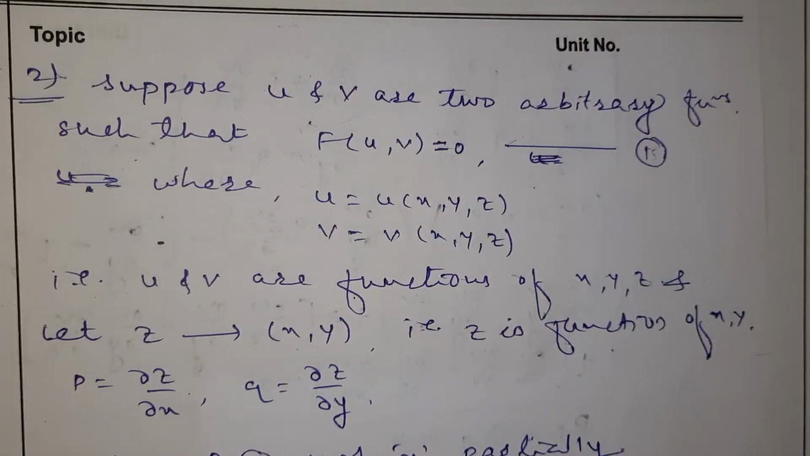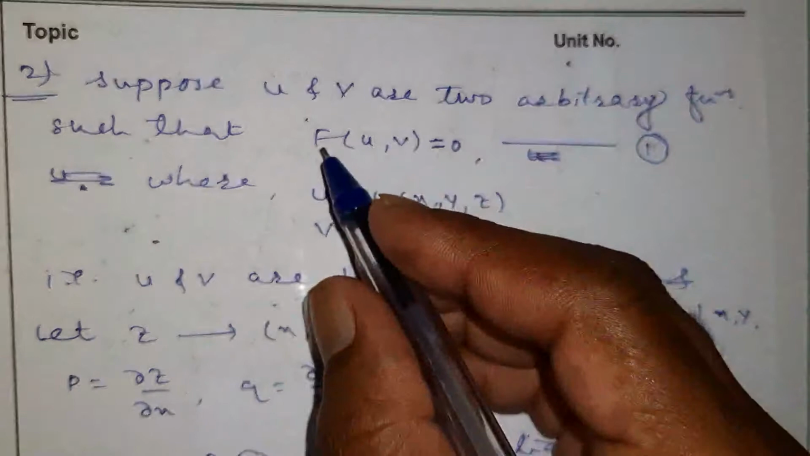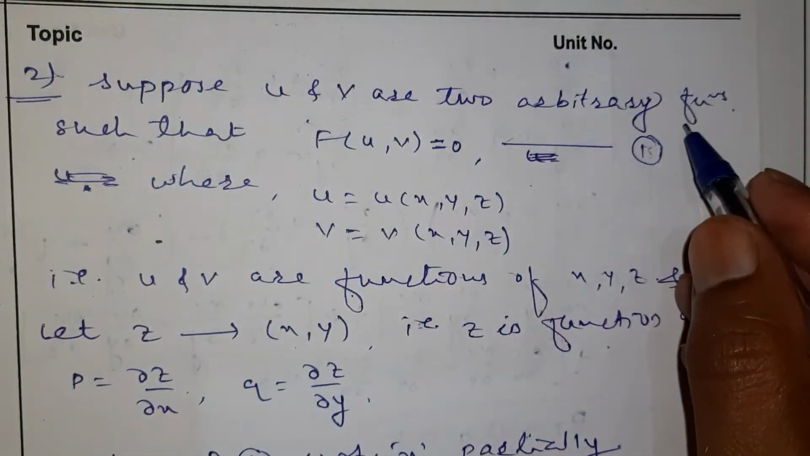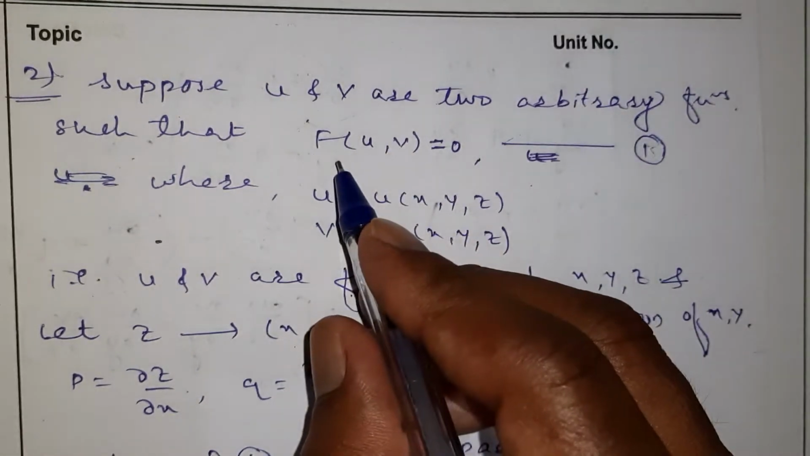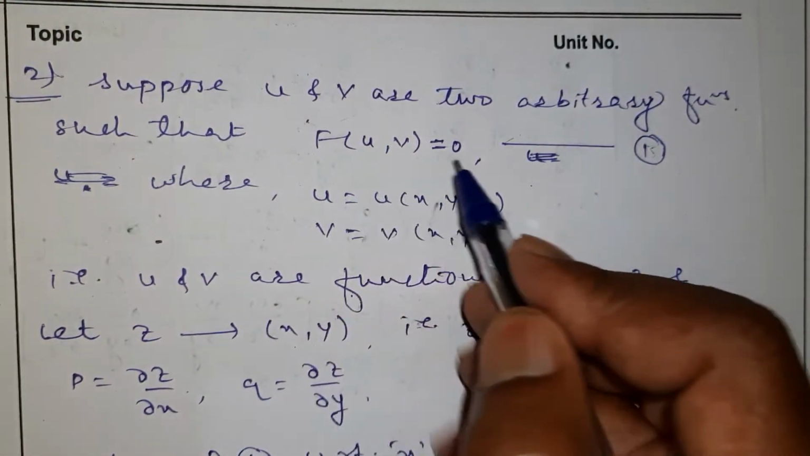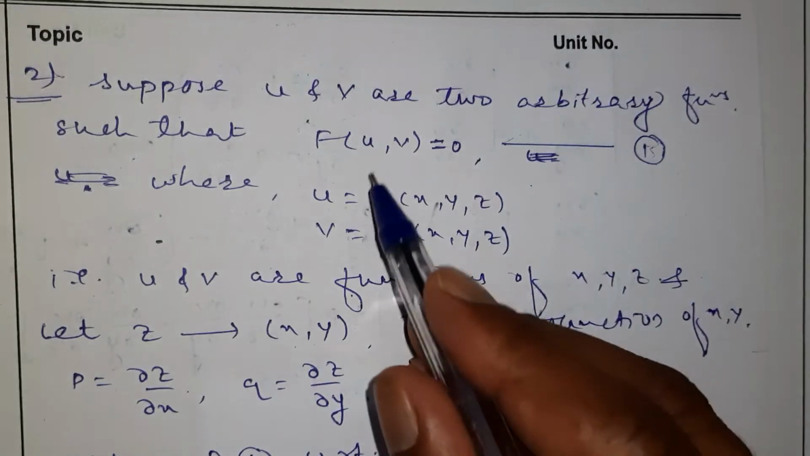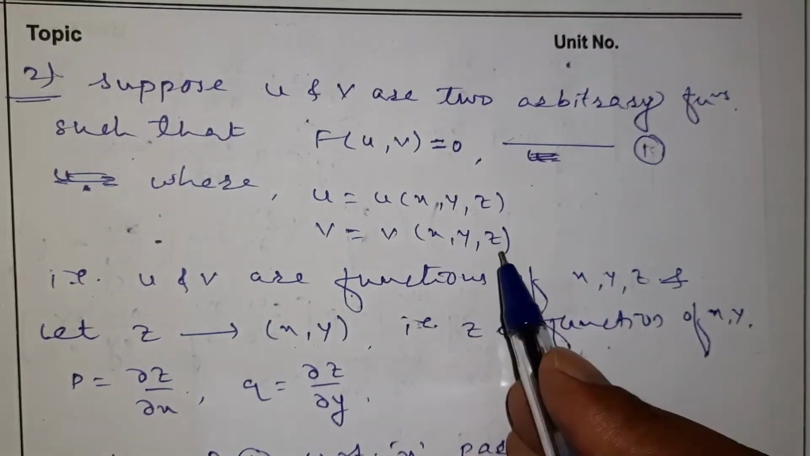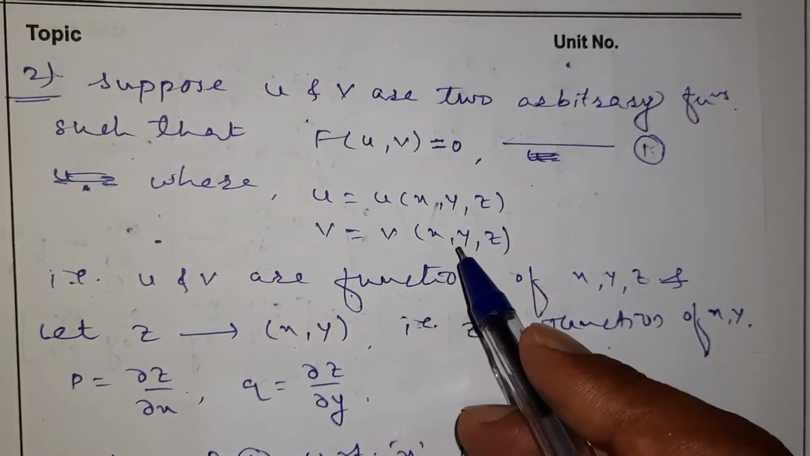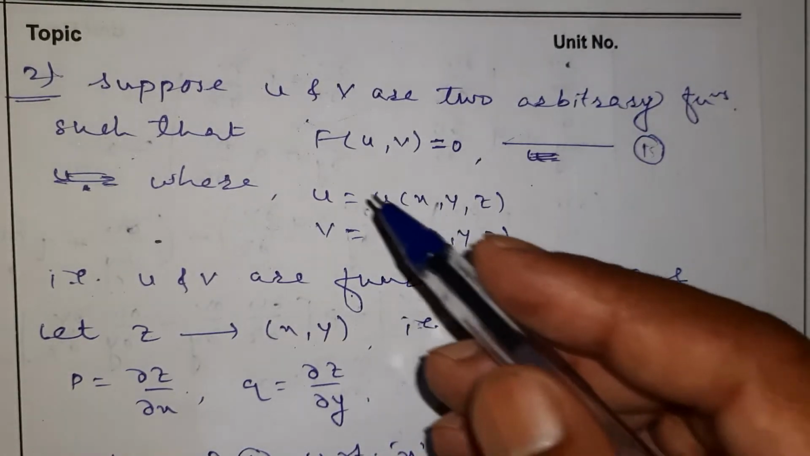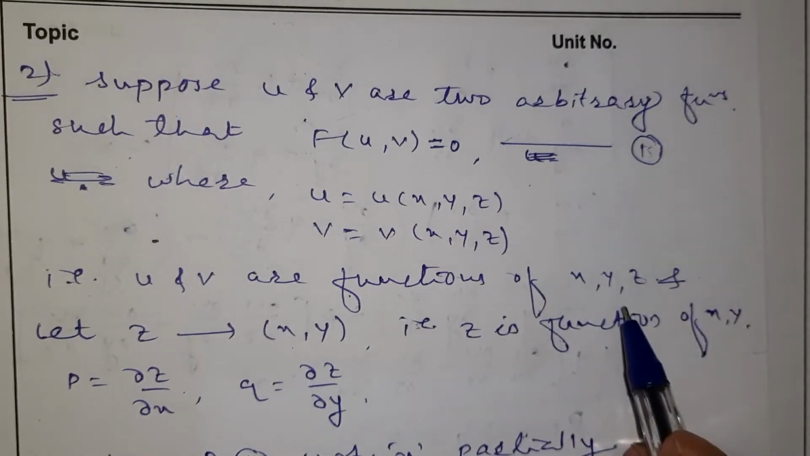Hello everyone, and let us turn to the second part of formation of differential equation. Suppose u and v are two arbitrary functions such that f of uv equals 0. Keep in your mind u and v are functions of xyz. That's why I have written here u is equal to u of xyz, v is equal to v of xyz. Means I want to say that u and v are functions of xyz.